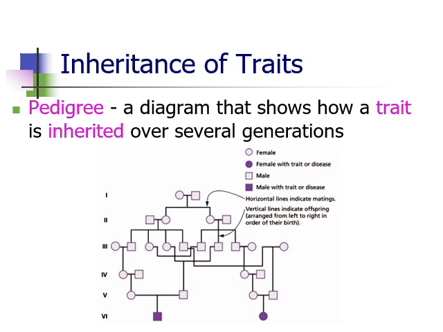Hello, everyone. For our last section of Chapter 12, we're going to be looking at some things called pedigrees. A pedigree is a diagram that shows how a trait is inherited over several generations. It's sort of like a family tree that allows us to visualize how traits have been passed down from maybe grandparents to parents to the grandchildren, for example.